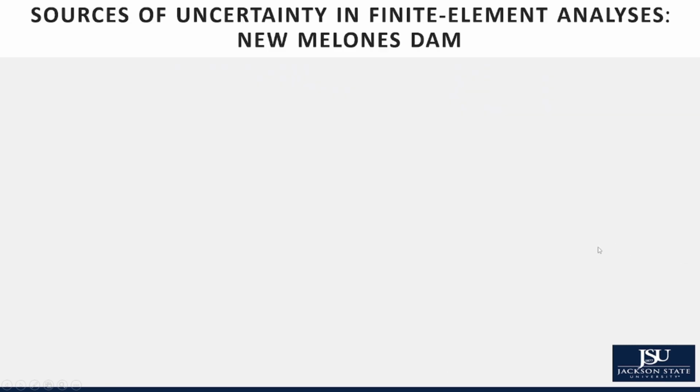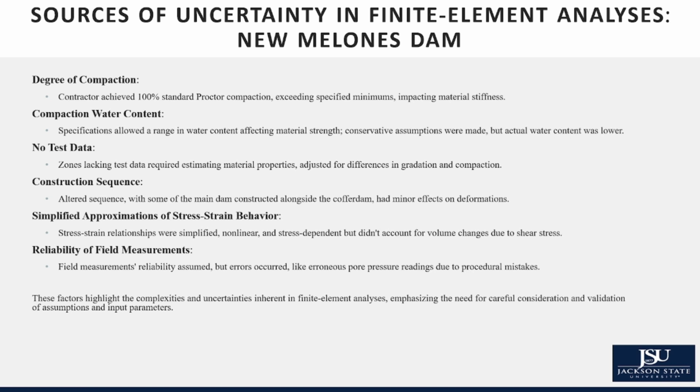Now I will talk about the sources of uncertainty in finite element analysis in case of this dam. At first comes the degree of compaction. Contractor achieved 100% standard Proctor compaction exceeding specified minimums, impacting material stiffness. Then comes compaction water content. Specifications allowed a range in water content affecting material strength. Conservative assumptions were made, but actual water content was lower. Then comes no test data. Zones lacking test data required estimating material properties adjusted for differences in gradation and compaction.